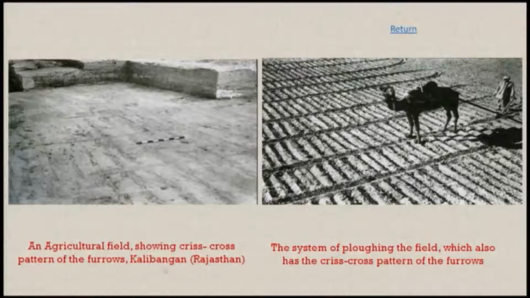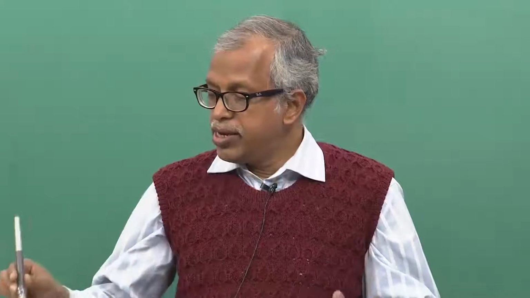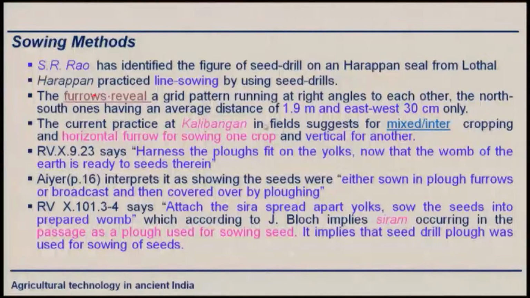I had shown you this figure. This figure is from Kalibangan, Rajasthan, which is crisscrossing. This distance is 1.9 meters, and this one is 30 centimeter. And modern day people are also using this. That means from the Harappan time, Indus Valley civilization, which is around maybe 3500 BC, this is still existing today. That is the agriculture practice we have written about. I am sorry, like I told you, north south is 1.9 meter and east west is 30 centimeter. You should keep that in mind.